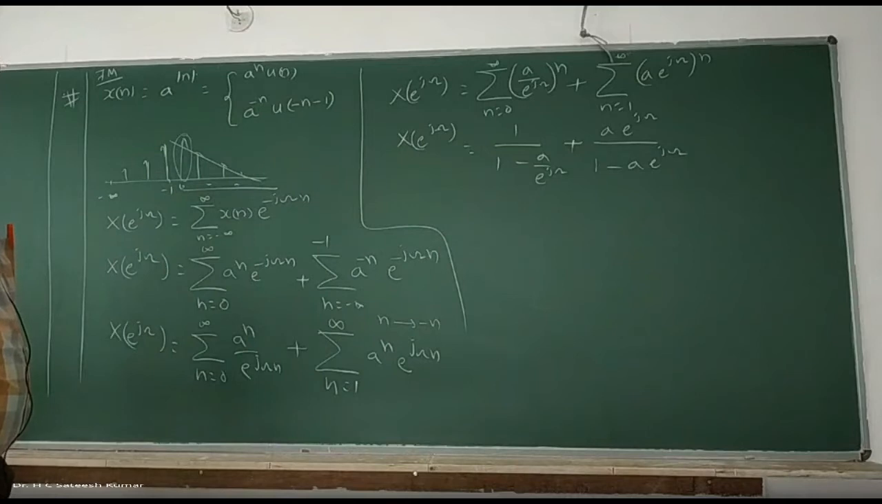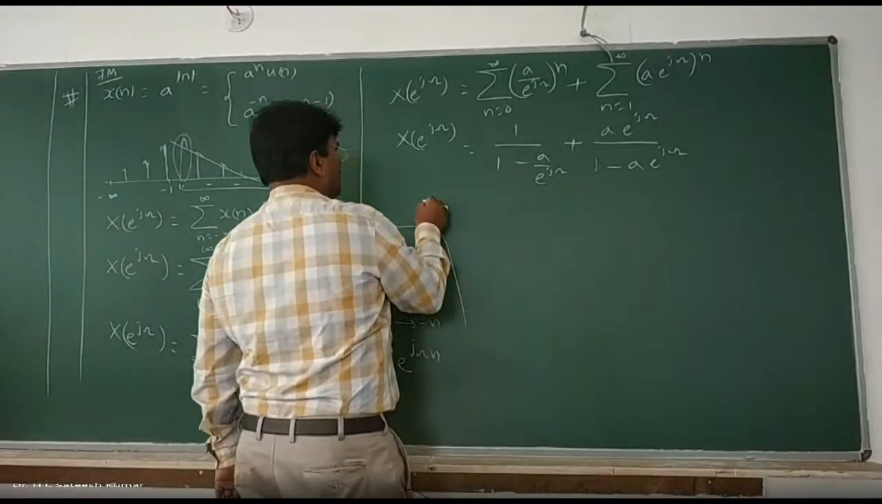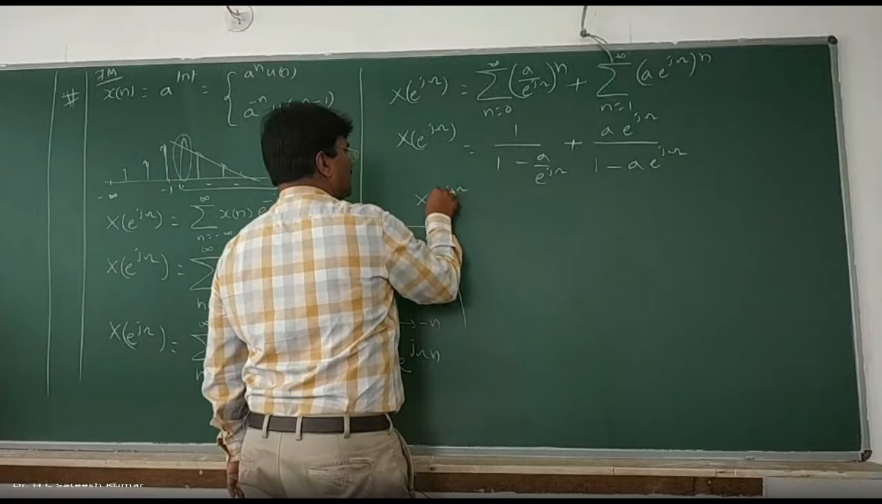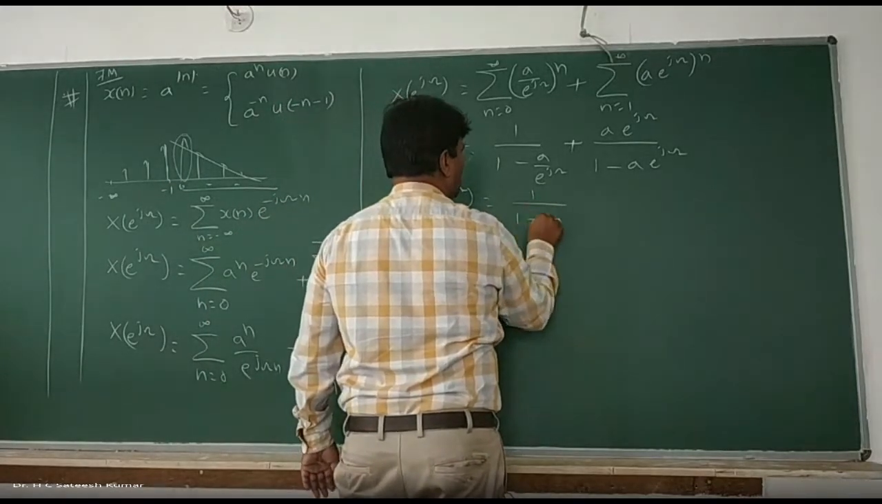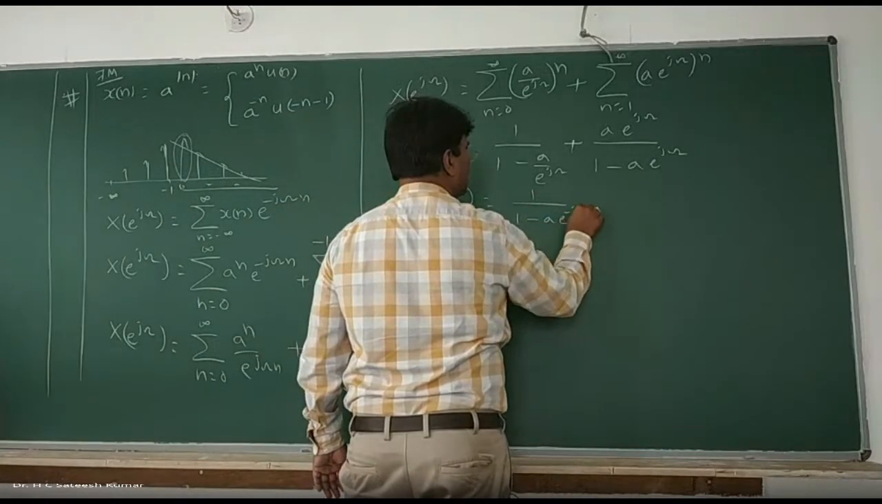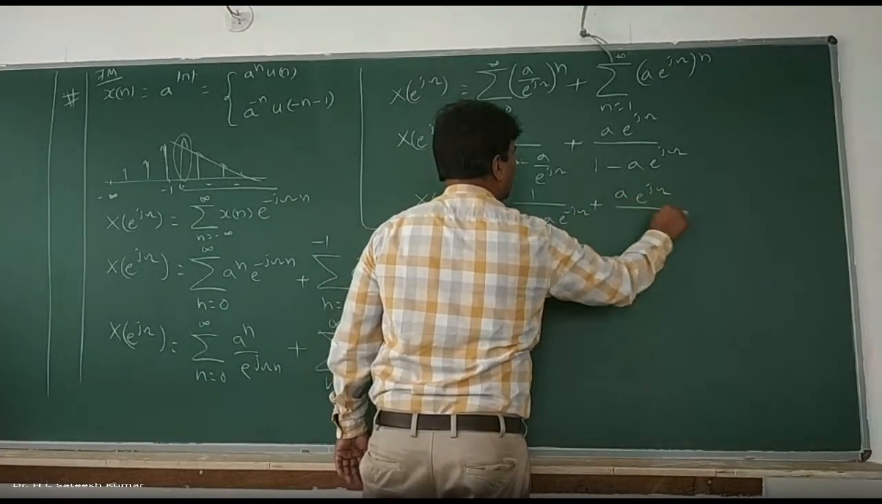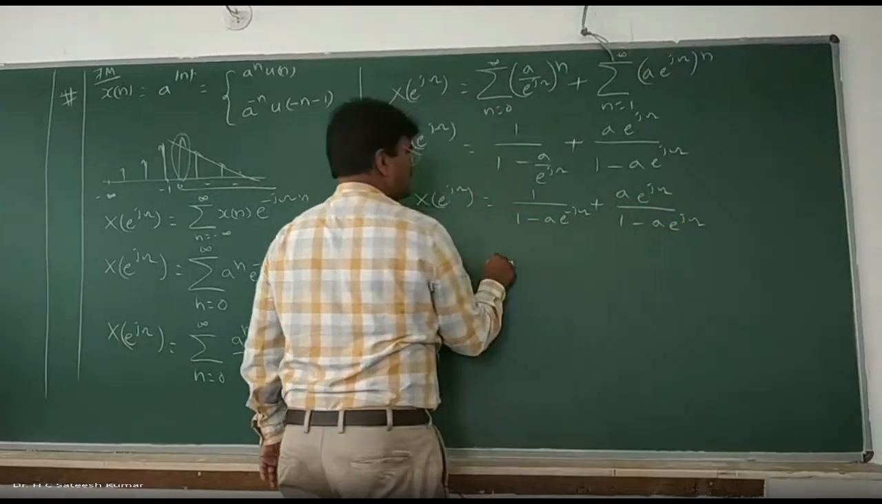But this is not sufficient. We can simplify it to get some standard format. So X of e to the power of j omega is 1 divided by 1 minus a into e to the power of minus j omega, plus a into e to the power of j omega divided by 1 minus a into e to the power of j omega. Take the LCM.